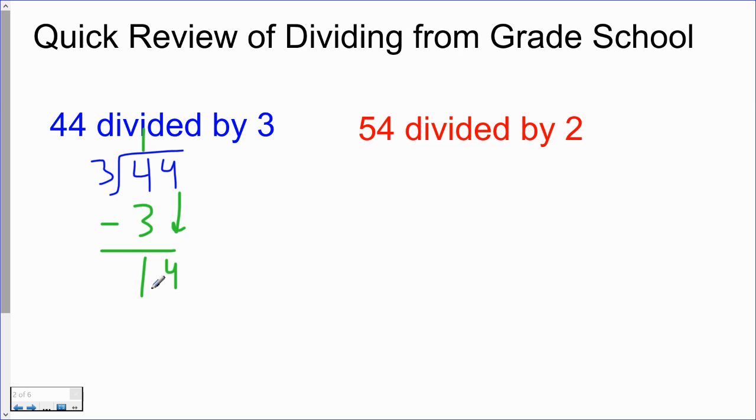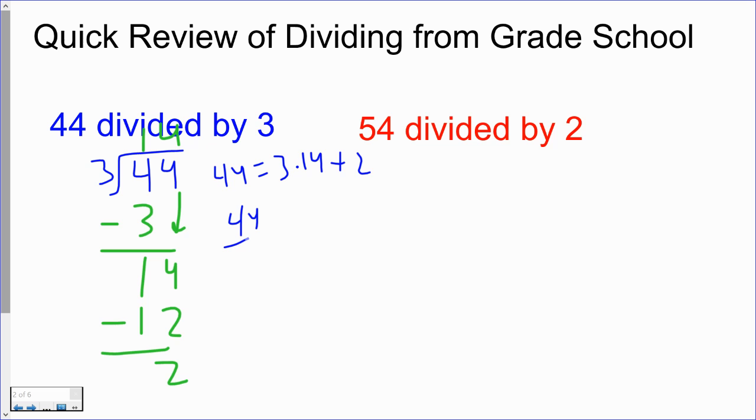Same thing. What times 3 would give you 14? Well, that would be 4. And 4 times 3 gives you 12, so it's not quite there. I subtract that, and I would get a remainder of 2. There's a couple ways we could write that. We can write 44 equals 3 times 14 plus a remainder of 2. Another way is to rewrite that as 44 divided by 3 equals 14, plus my remainder over the number I'm dividing. So this divided by that is 14 and 2/3, or 14.6 repeating.